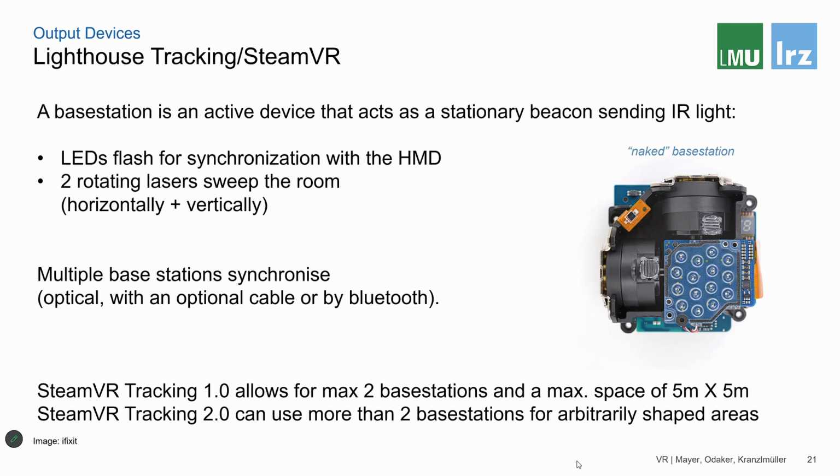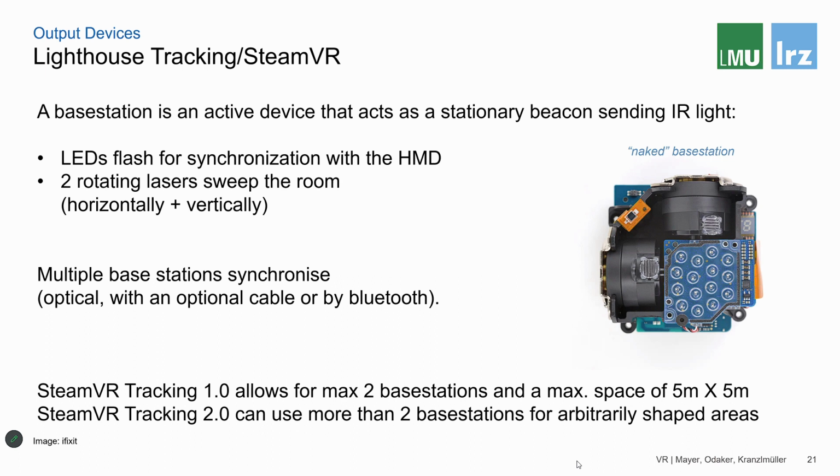SteamVR Tracking 1 supports a maximum of 2 base stations and a maximum base of 5x5 meters. SteamVR Tracking 2 supports more than 2 and arbitrarily shaped areas. Okay, so what we have now is 2 or more base stations, and they are nice and in sync, and they flash and they sweep. And what do we do with it now?